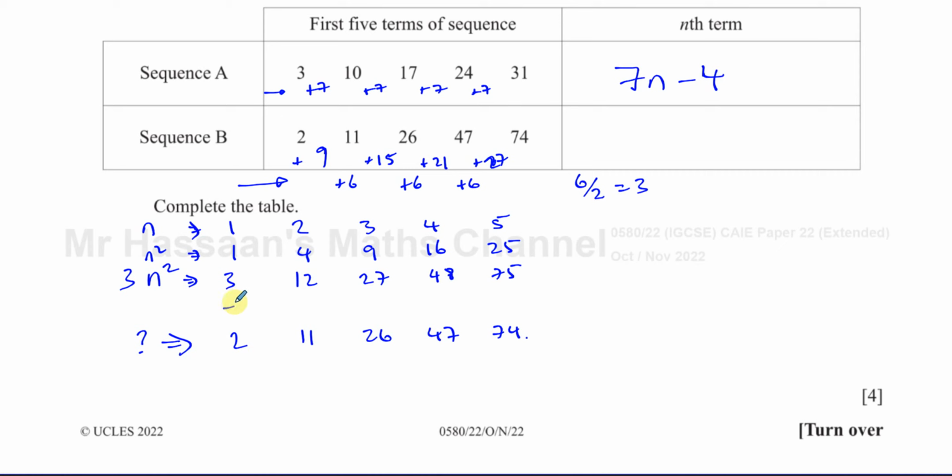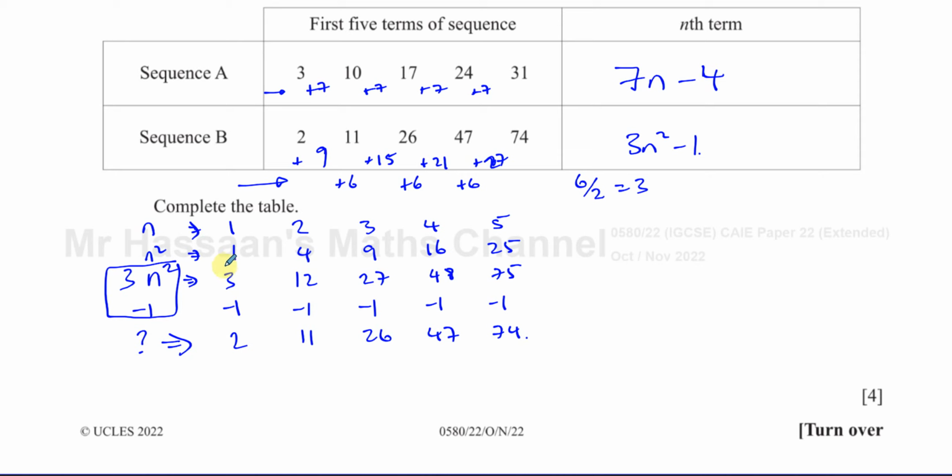To get from 3 to 2, I've got to take away 1. From 12 to 11, take away 1. 27 to 26, take away 1. 48 to 47, take away 1. 75 to 74, take away 1. So that means this line is all just minus 1. So this is the sequence, 3n squared minus 1. Okay, 3n squared minus 1 will give us the numbers that we need.